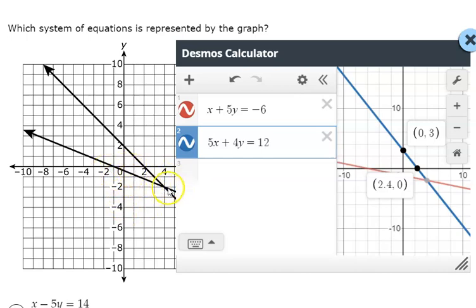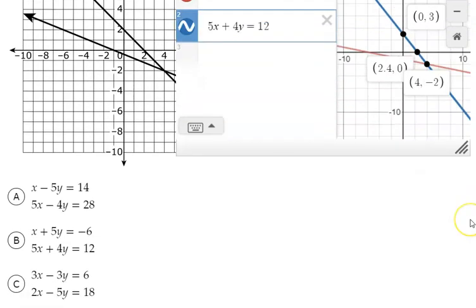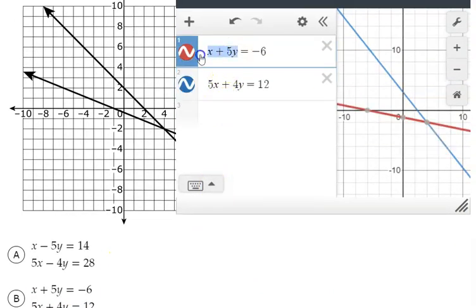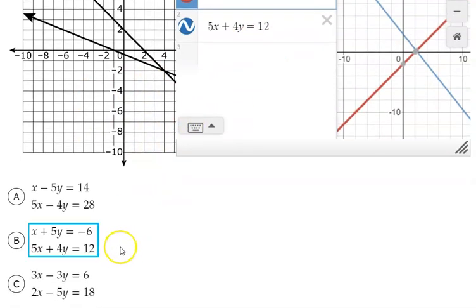You might also check and notice they cross at 4, -2, and that is correct, 4, -2. So that one could be correct, but I'm not real sure about these intercepts. That doesn't look right. So let's do the second one, 3x minus 3y. Or the third one, 3x minus 3y equals 6. And that one doesn't look right at all.